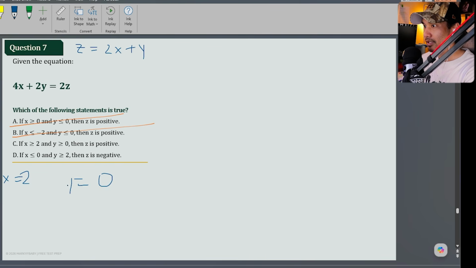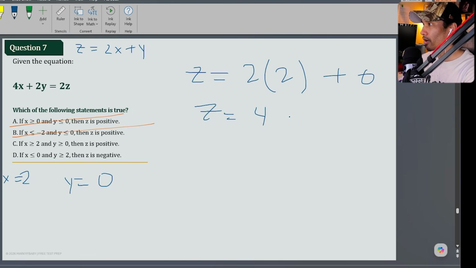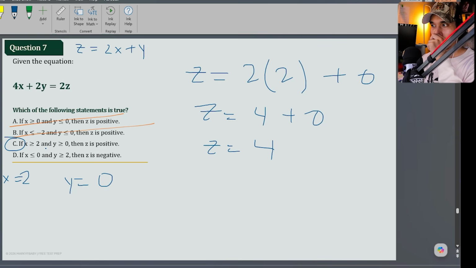Okay, y equaling 0. Okay, I chose x equaling 2 and y equaling 0. So I get z is equal to 2 plus 0. And I get z is equal to 4 plus 0. Z is equal to 4. And that's a positive number, making C correct. All right. Now let's just test it further.